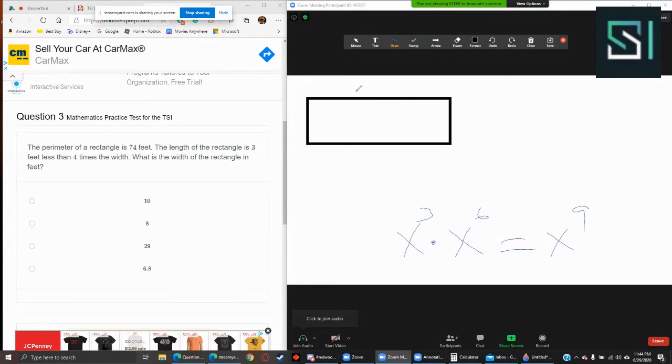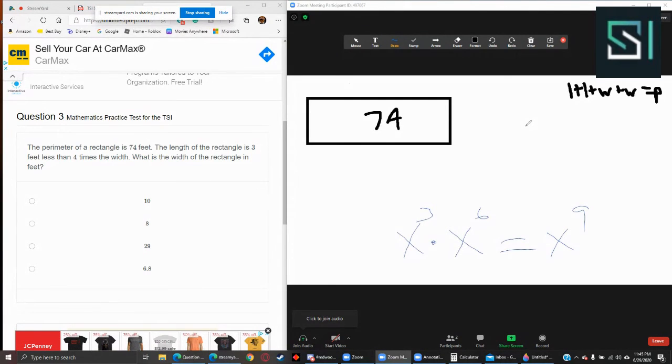The length is 3 feet less than 4 times the width. What's the width? So the entire perimeter is 74. Very good. Remember, the perimeter is adding up all the sides, right? Or 2 times the length plus 2 times the width, right? That's one way of looking at it. So it's like 2W plus 2L.